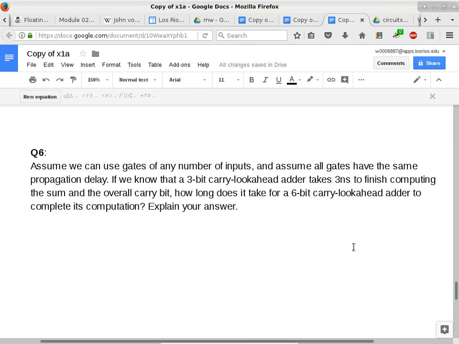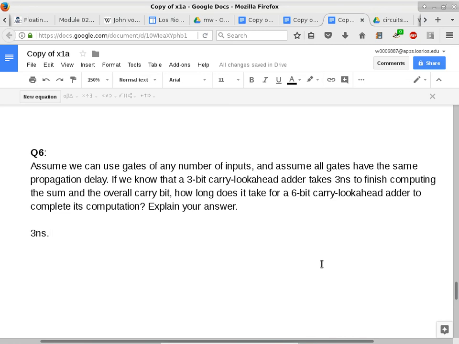So first of all, the answer itself is going to be 3 nanoseconds, the same, because that is the whole point of carry look ahead. There's no carry propagation. It doesn't matter how many bits you're adding, it is still going to take the same level of gates. So you have to explain that here.